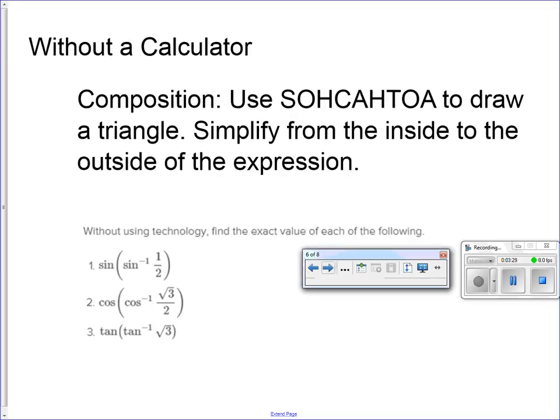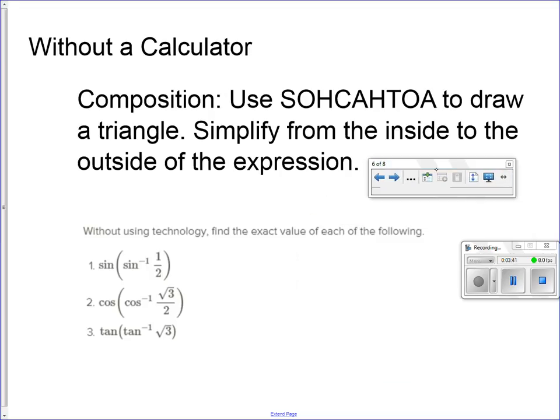Sometimes we have compositions, which means we have a trig function inside of a trig function. You want to think about SOHCAHTOA here, and you're going to want to draw a triangle. You're going to simplify the expression from the inside out. Let's take a look at this first one. We have the sine of inverse sine of 1/2. This is without using technology, so we're not touching our calculator. Let's draw an angle that has a sine of 1/2.